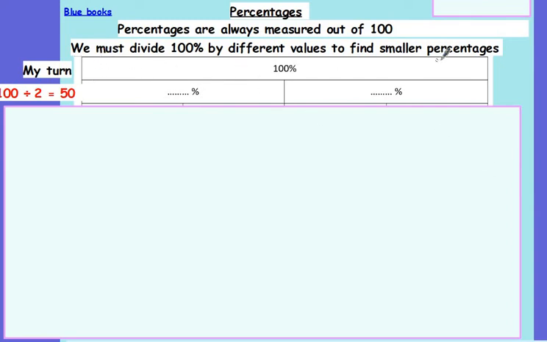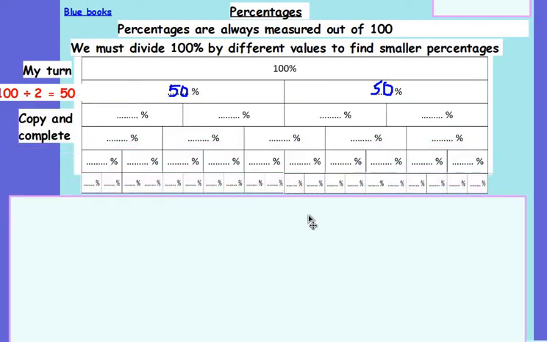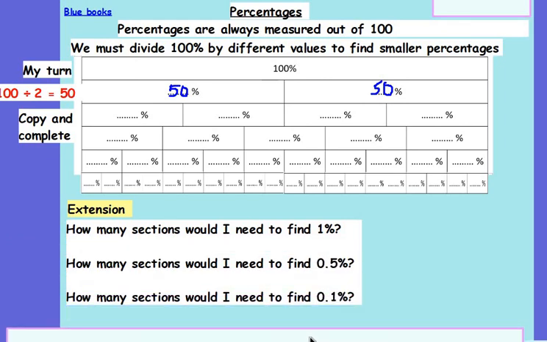So here's my bar representing 100%. If I divide that bar into 2 pieces, each of those smaller pieces is going to be worth 100 divided by 2, which is 50%. Over to you, Year 7. In your dark blue books, can you copy out this diagram and fill in all the remaining percentages? The top bar is 100%. When we divide it by 2, each of those little bars is going to be worth 50%. What happens when we divide 100 by 4, by 5, by 10, and by 20?